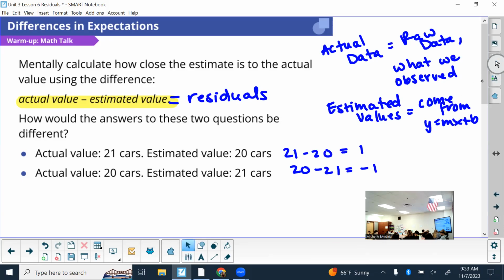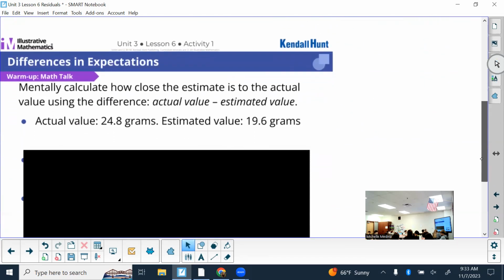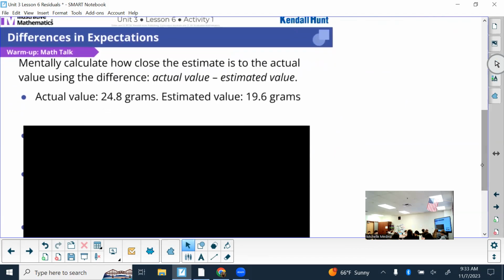All right, so then let's do a couple more of our actual minus estimated. So here's another one. Again, preferably do this in your head. It helps you be more fluent. Would I ever tell you to do math in your head any other time? No. On a test, I would do this with a calculator. But for right now, calculate the actual minus estimated just in your head. When you think you have the answer, put your thumb up. So actual is 24.8 grams, estimated 19.6. And you know the answer.